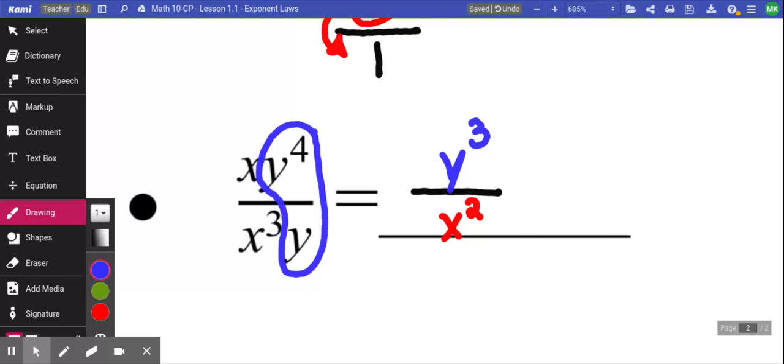Does that make sense? Am I crazy talking about video games? Yes, sir. Why is the Y ball on top and not the X?